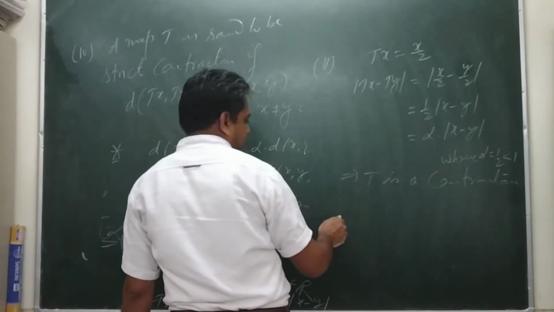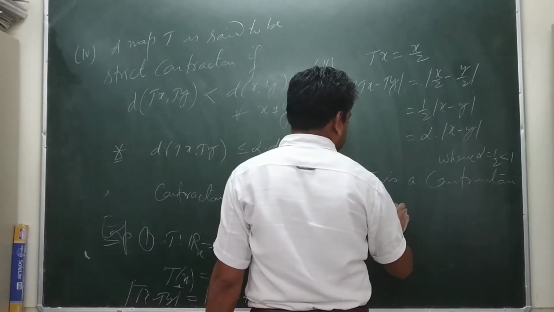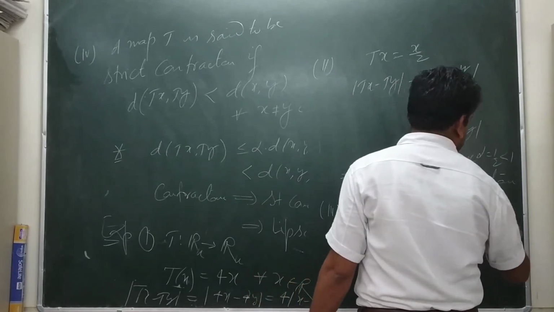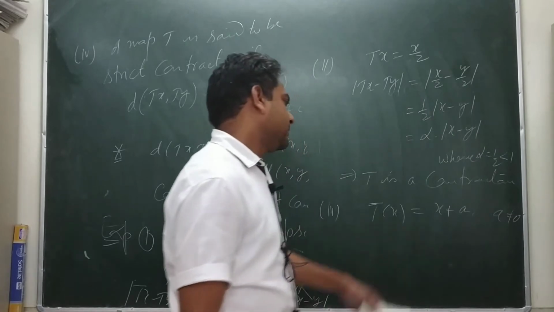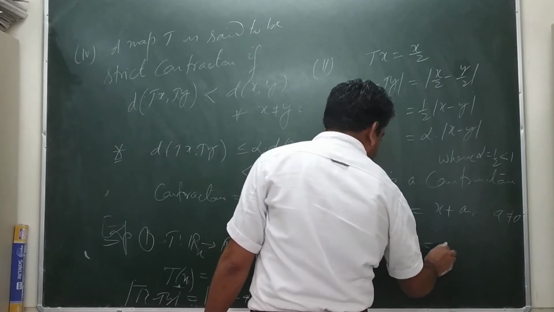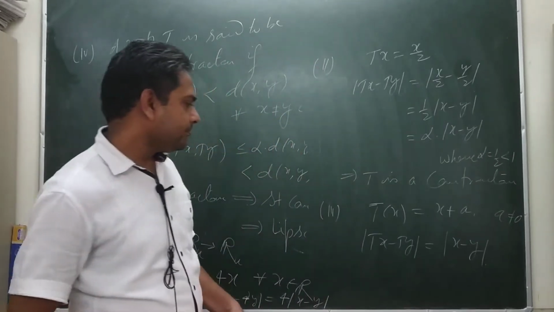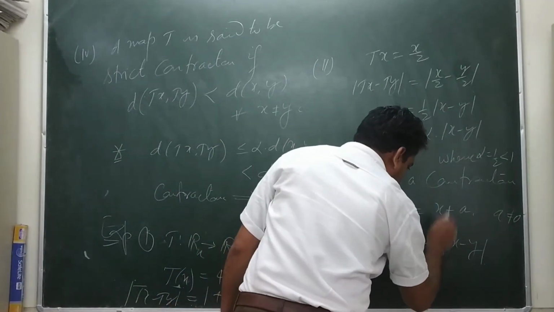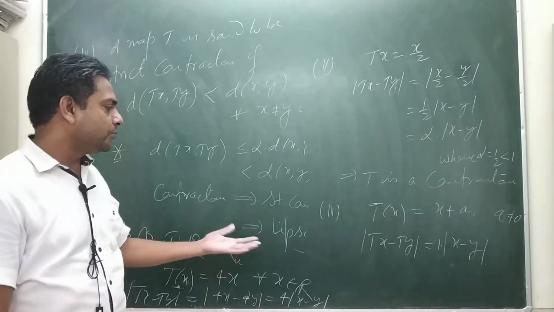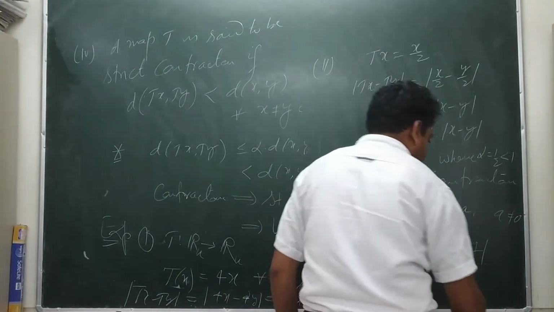Some more examples, like translation or identity map. If you define T of x equals x plus, maybe you can say a, where a is non-zero, then of course you can check easily that mod of Tx minus Ty is just mod of x minus y. So of course here alpha is 1. So this is basically my non-expansive map, and of course alpha is 1, so automatically this is a Lipschitz map, of course, for all x and y.